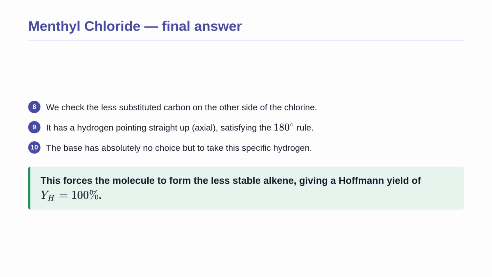Since the Saytzeff path is blocked, the molecule has only one choice left. We look at the other side of the chlorine, at the less substituted carbon. Here, we find a hydrogen atom that is indeed pointing straight up in the axial position. Because this is the only hydrogen in the entire molecule that satisfies the 180-degree anti-periplanar rule, the base has absolutely no choice but to take it. This forces the molecule to form the less stable alkene at the edge of the ring. Our final answer is that stereoelectronic control forces 100% yield of the Hoffmann product, YH.